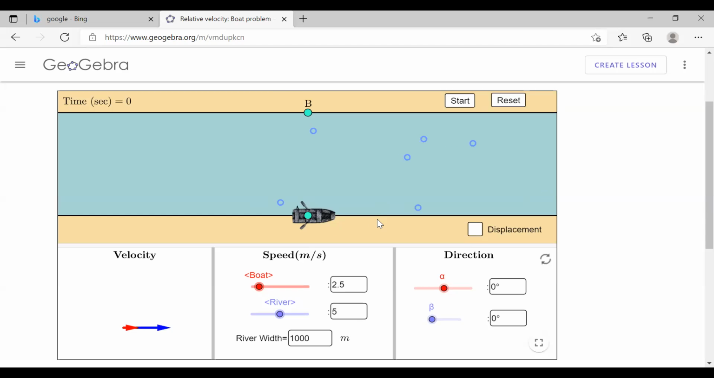Now when you are moving downstream, what will happen? Will you see it as moving with 2.5 only? No, sir, with 7.5. So that is called additional velocity. That is called the velocity of the man with respect to ground. So now when you stand on the ground and observe carefully, for example, see here.